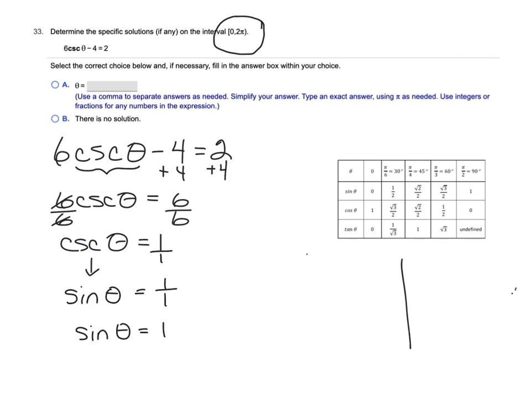Okay, so let's look at the unit circle. I don't have it written down, but you can look at the unit circle or jot this down. If you look at our reference chart, the sine of theta is 1 right here at pi over 2, right? But we want to make sure there's not any other angles, so let's check ourselves. Just on the xy axis, we have 0, pi over 2, pi, and 3 pi over 2.